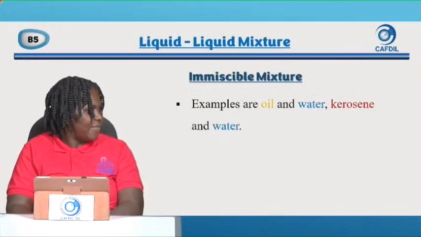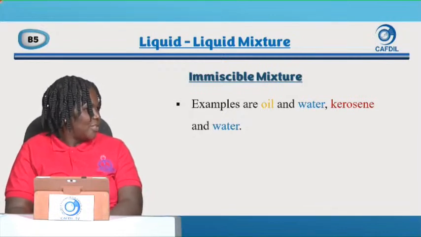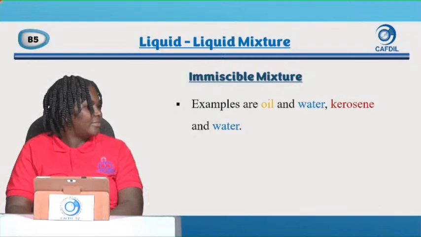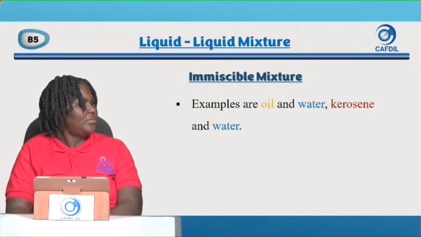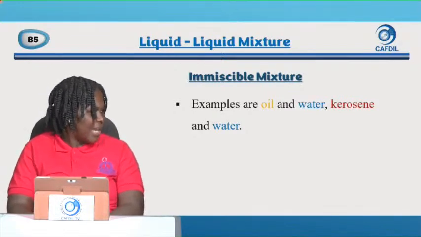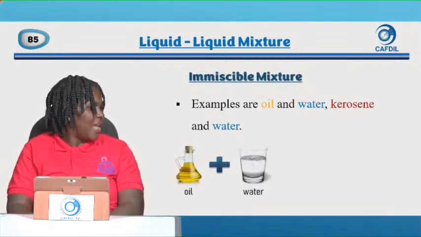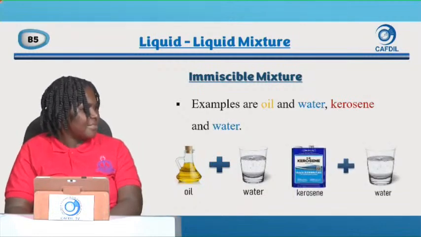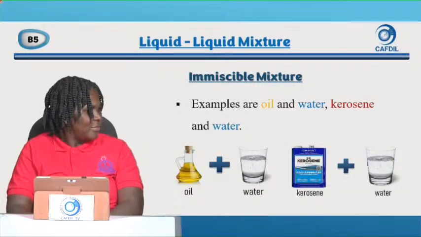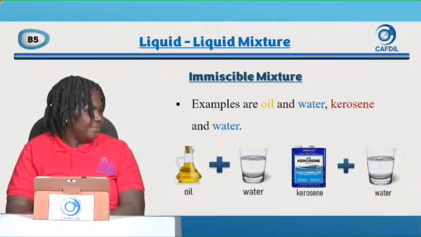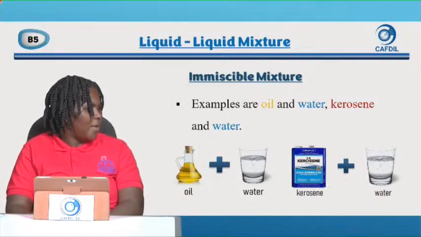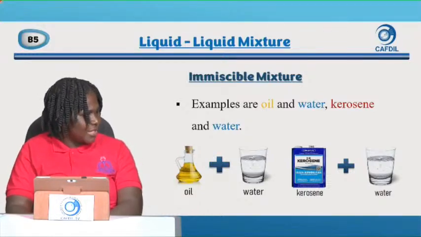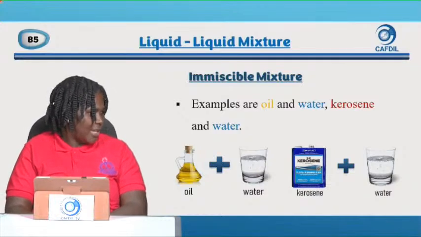Examples of immiscible mixtures are oil and water, kerosene and water. So we have oil plus water. We have kerosene. We will not see them mix uniformly. They won't form a uniform mixture. You will see the oil on top of the water. You will see the kerosene on top of the water.